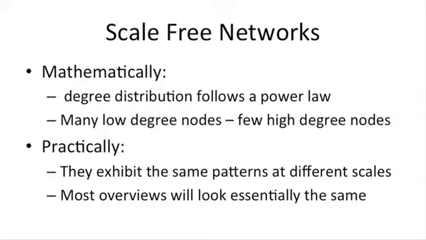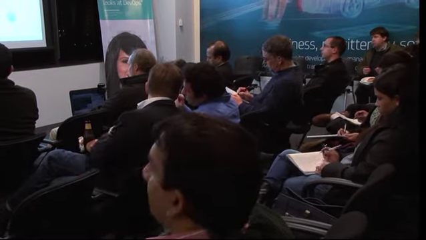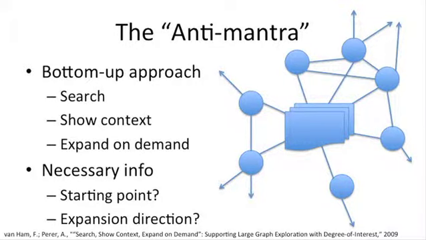And so you won't be able to tell much about the graph other than, hey, it looks like a power law network, or it's a social network-like data structure, or you can maybe tell how many clusters there are, but you won't be able to tell very much about the data set. You won't be guided to any interesting features of the data set. And so this has led to the development of kind of an anti-mantra to Ben Shneiderman's InfoVis Mantra.